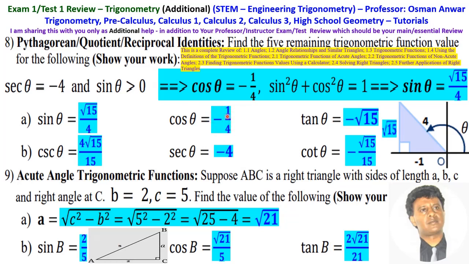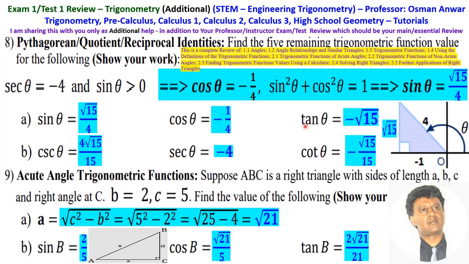Okay, then draw this triangle. Sec is negative, sine is positive, that means it is in the second quadrant. So sec is minus 4, it is hypotenuse over adjacent, which is the hypotenuse is 4, the adjacent is minus 1. Then the other side is 4 squared, which is 16, minus 1 squared, which is 1. 16 minus 1 is 15, that is square root of 15.